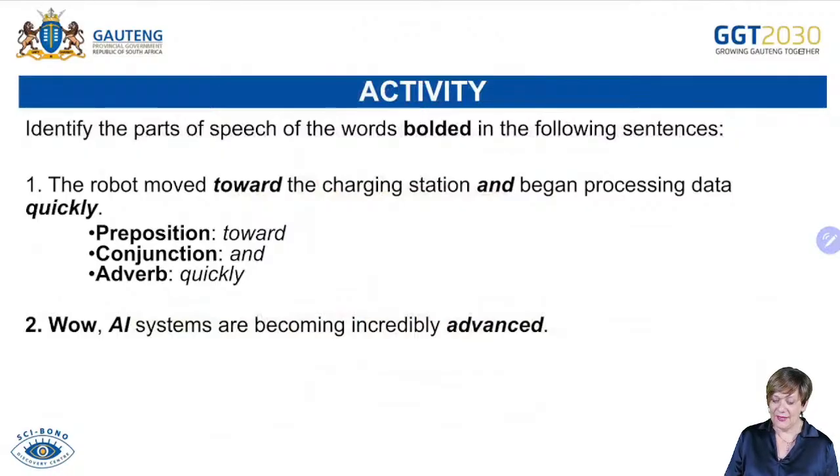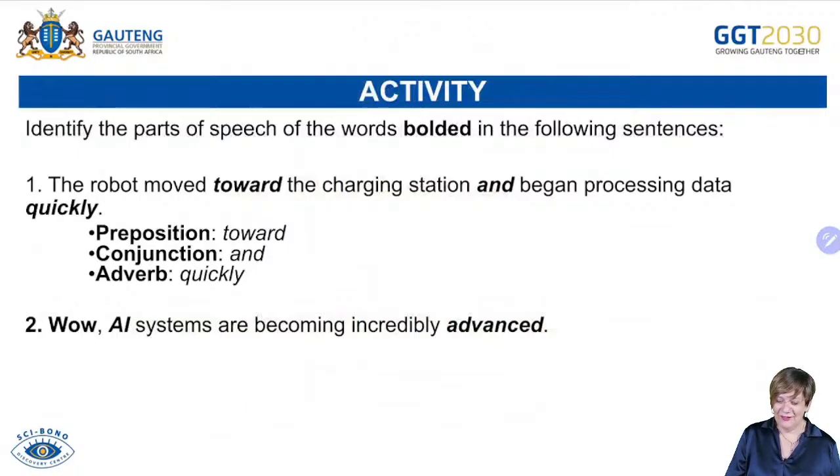How do I know that? Because quickly describes how the robot moved. So when you get something like this, my first thought is always try to find the verb. Find the verb and then see what describes your verb, where's your noun. And it's easy because moved and began processing were obviously our verbs. So quickly means obviously describing our verb that it began processing the data. And data is obviously a noun.